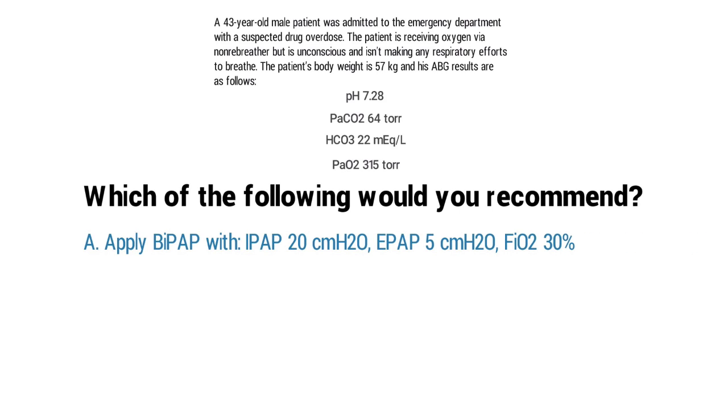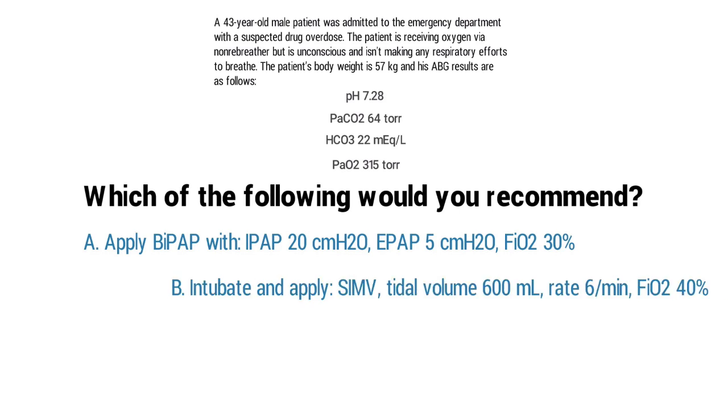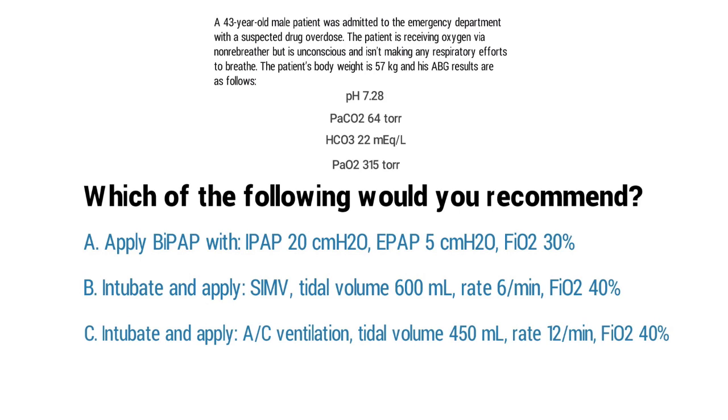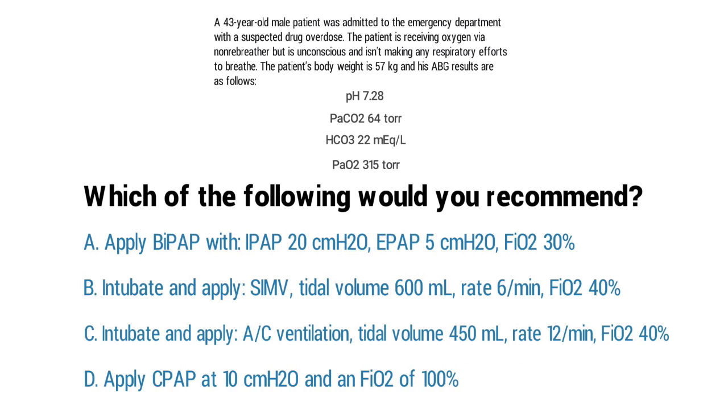A. Apply BiPAP with an IPAP of 20, an EPAP of 5, and an FiO2 of 30%. B. Intubate and apply SIMV with a tidal volume of 600, a rate of 6, and an FiO2 of 40%. C. Intubate and apply assist control ventilation with a tidal volume of 450, a rate of 12, and an FiO2 of 40%. Or D. Apply CPAP at 10 centimeters of water pressure with an FiO2 of 100%.